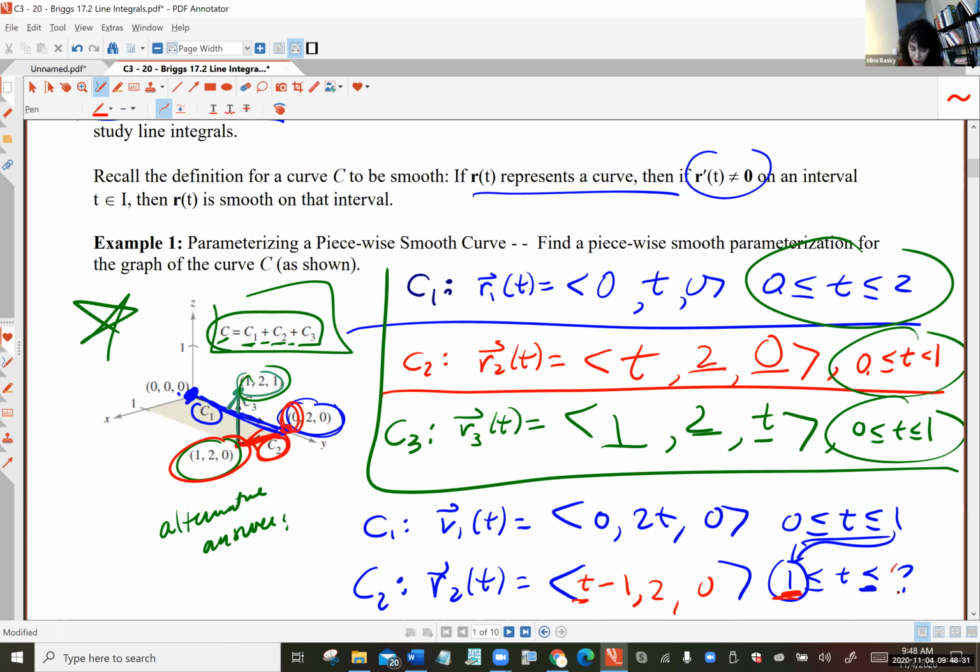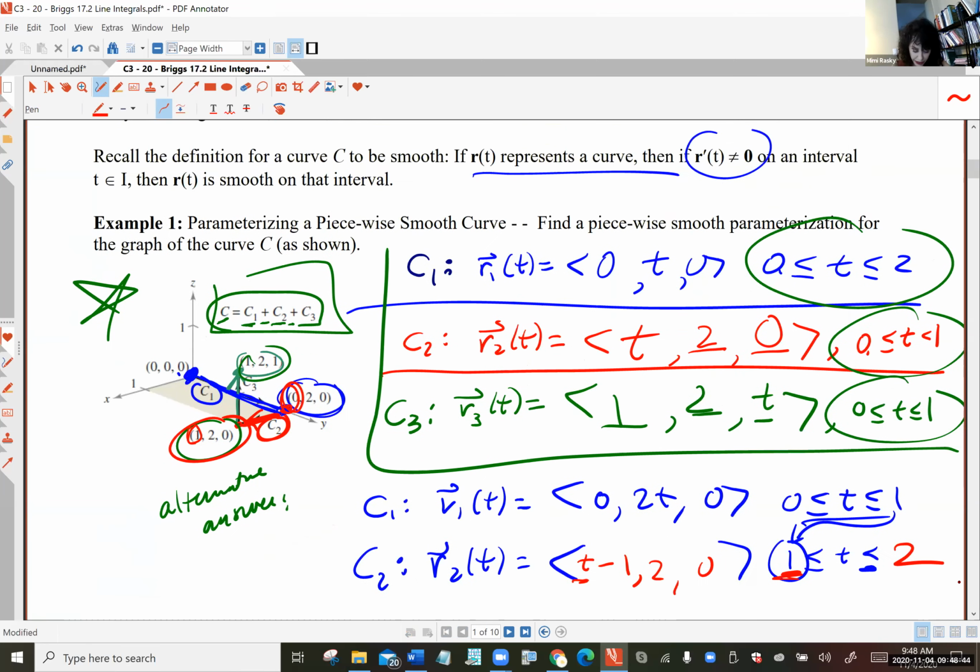And then what do you think I finish my time at, if I need X to be finishing at 1? Yeah, 2 seconds. Very good. So this curve has time going from 1 to 2 seconds, and that works.